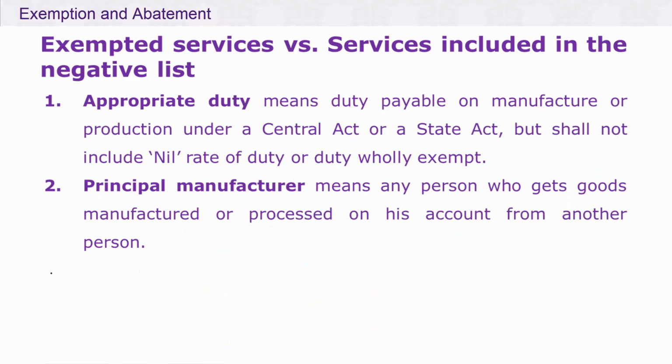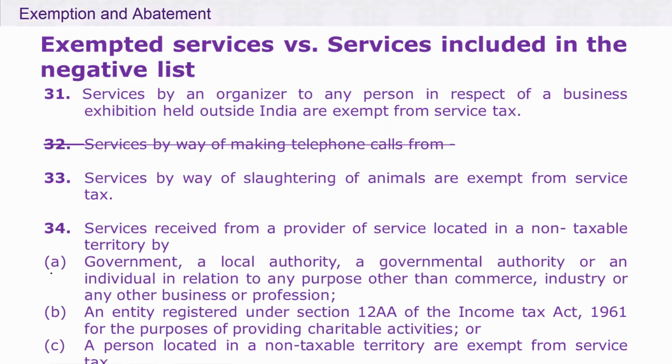And exempted services versus services included in the negative list. Business exhibition held outside India. Be careful about entry number 31. An organizer, any person, need not be a foreigner. Services by an organizer to any person in respect of a business exhibition held outside India are exempt. How should you link these two?